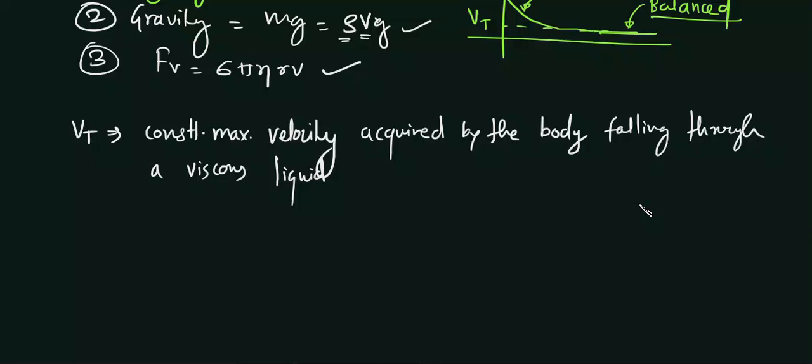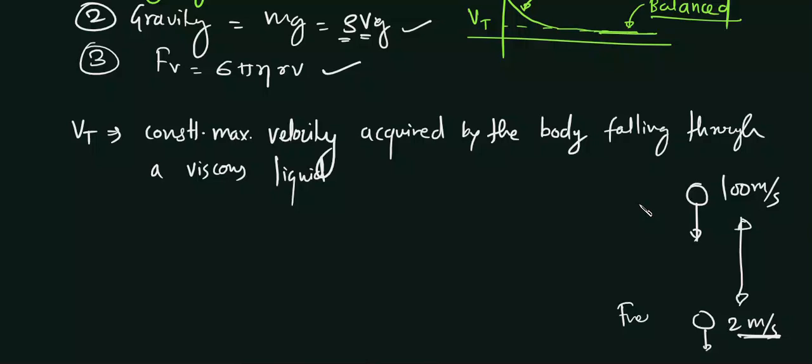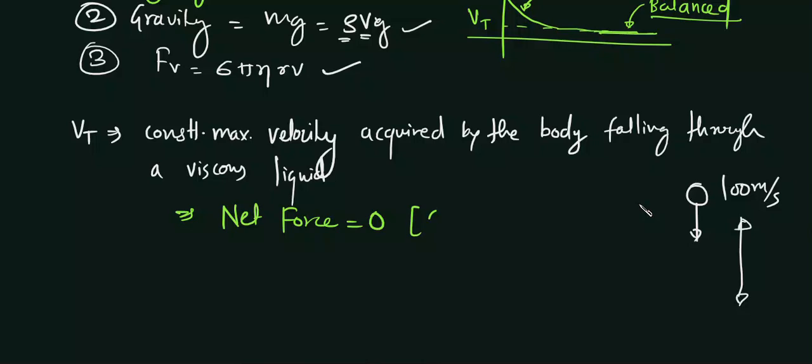So initially you have thrown the body inside the liquid with 100 meters per second, let's say. Finally all forces are balanced, and at that time maybe it is moving with a constant speed of 2 meters per second, because up to this point the viscous forces and the buoyancy forces have reduced this velocity to a constant velocity. At this point the net force acting on this body should be equal to 0, which means all the forces must be balanced, and that constant speed is called terminal velocity. You can also define it as the net force on the body being equal to 0, so that it is moving with constant velocity.